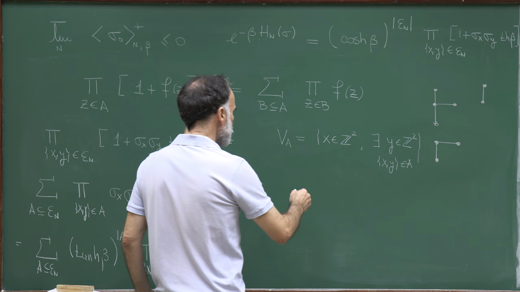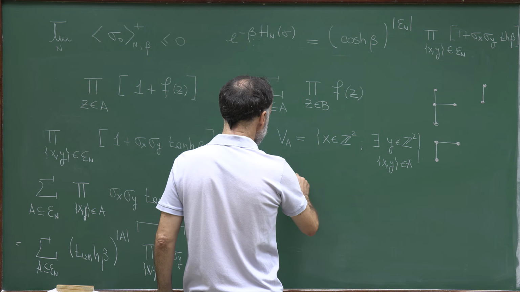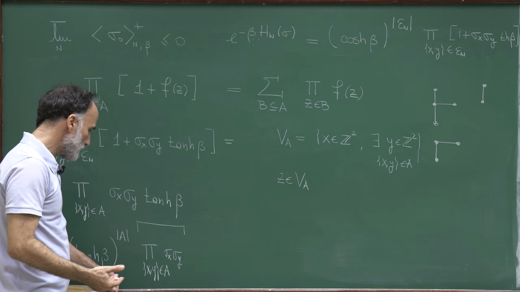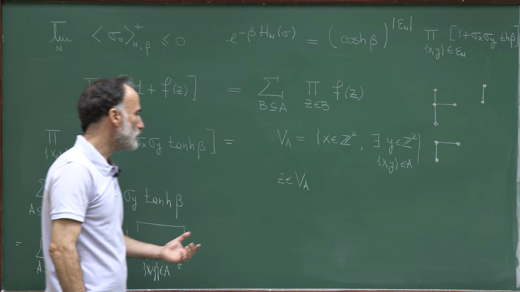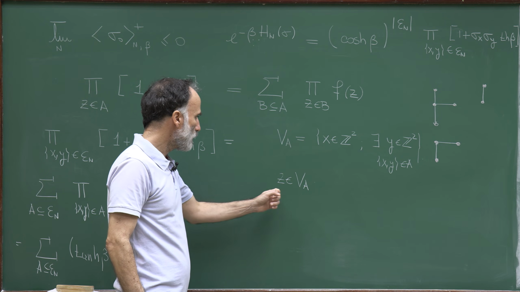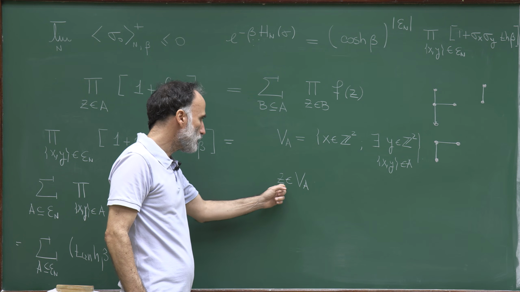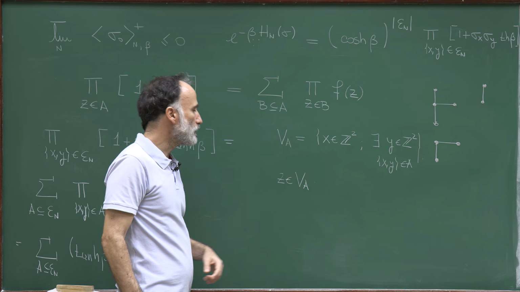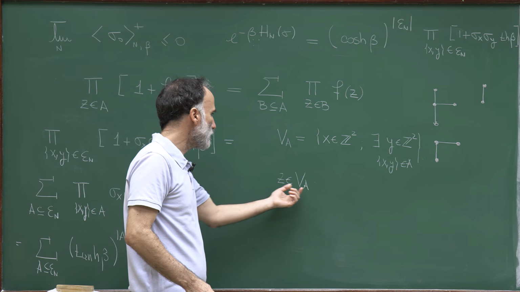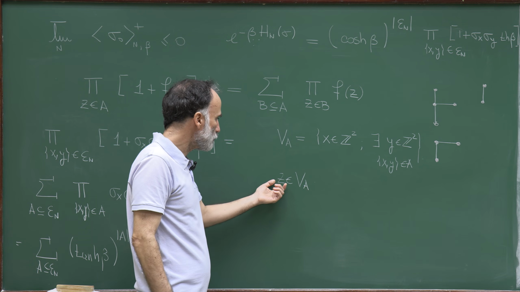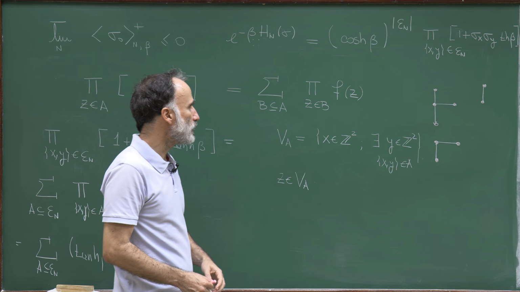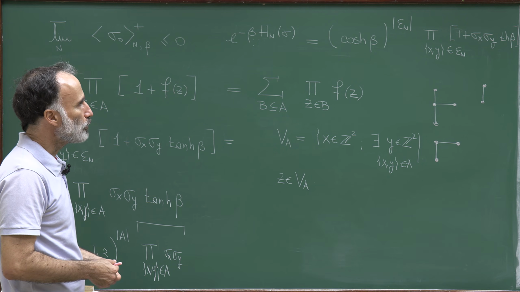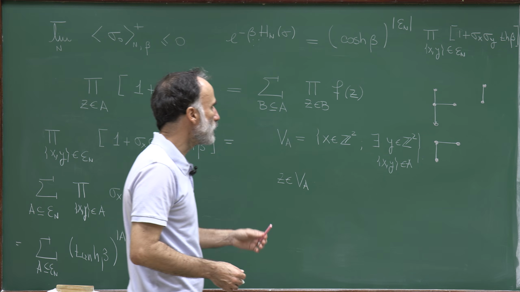And then once you fix a vertex, I will say that a vertex in A, well, maybe this terminology is not very good. What I mean is a point which is an endpoint of an edge in A. So a vertex in A means a point in Z2 which is an endpoint of an edge in A. So these endpoints, these vertices, are the elements of V of A.